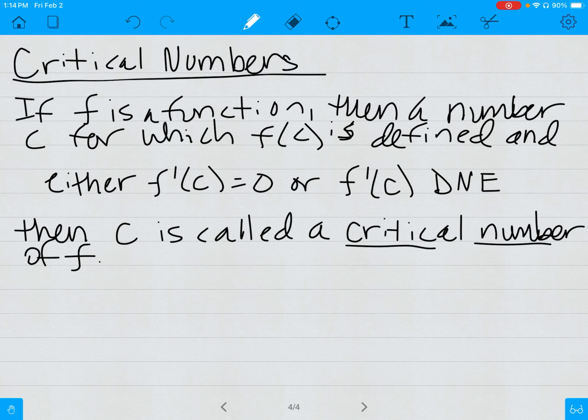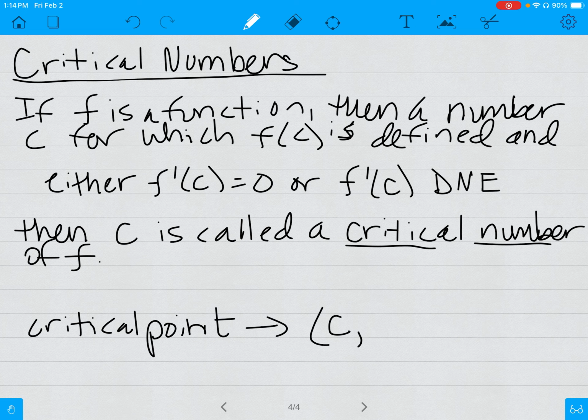And sometimes you'll hear people also talk about a critical point. That's when, instead of just looking at the number itself, we write the point in ordered pair form. So the x value would be c, and the y value would be whatever we get when we put c into the function. Which, by the way, is why it has to be defined, because if we were to write it as a critical point, it needs to have a y value associated with it. Okay, so that's the idea with critical numbers. Now, let's take a look at how to find these.